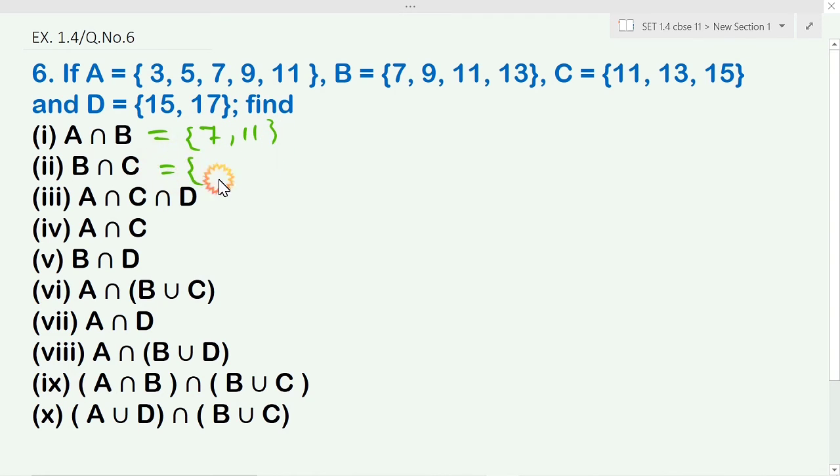Now between B and C, is there any common element? Yes, there are common elements 11 and 13. Now A intersection C intersection D.